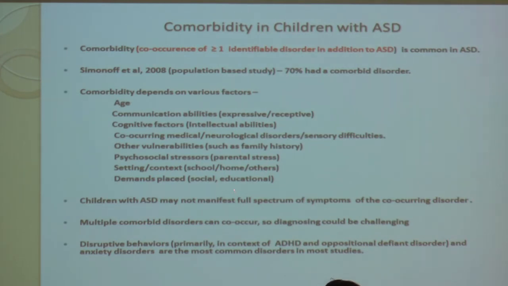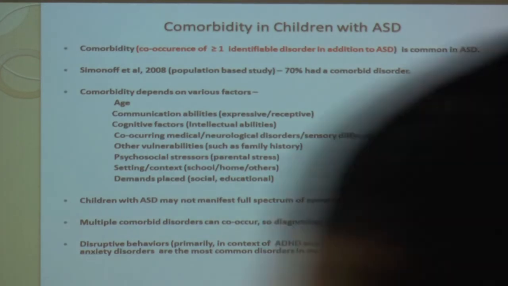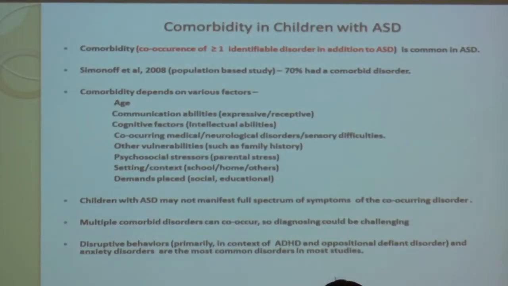And then the social demands. As children grow older, more is expected of them. And sometimes we see emergence of problems such as anxiety disorders as children grow older. At 8 or 9 years of age, you're in 3rd grade and there's a lot more expected of you and you just don't have the ability to keep up with that kind of demand, and then you can see emergence of some of these problems. The other thing is that children with autism may not fully manifest all the symptoms of comorbid disorders, and multiple comorbid disorders are very common. So you can have not just one, but more than one co-occurring psychiatric disorder, which makes diagnosing these individual disorders much more challenging.